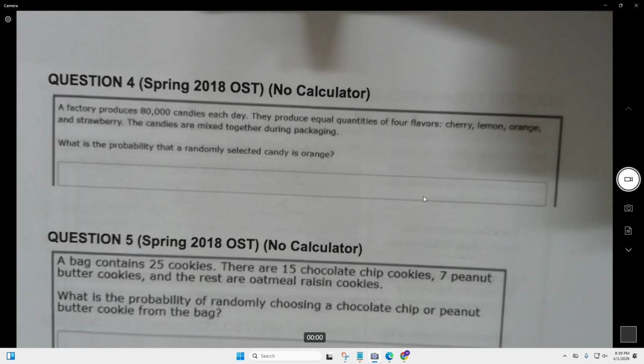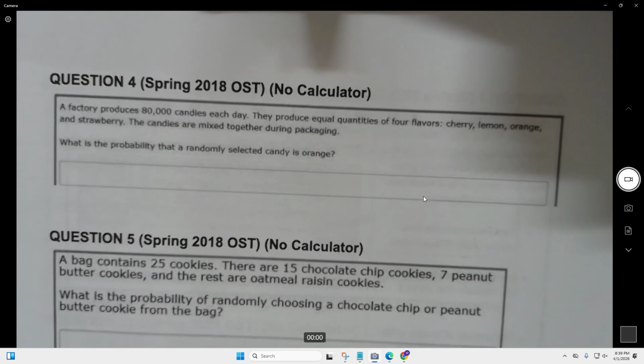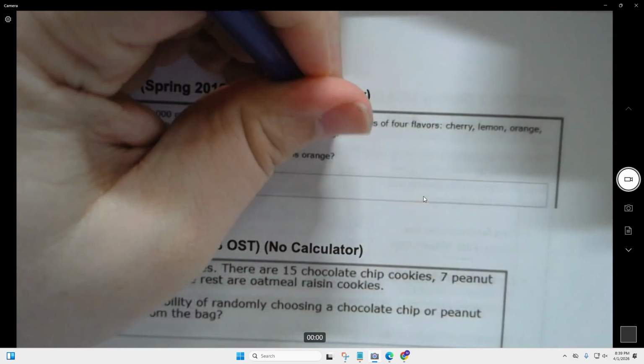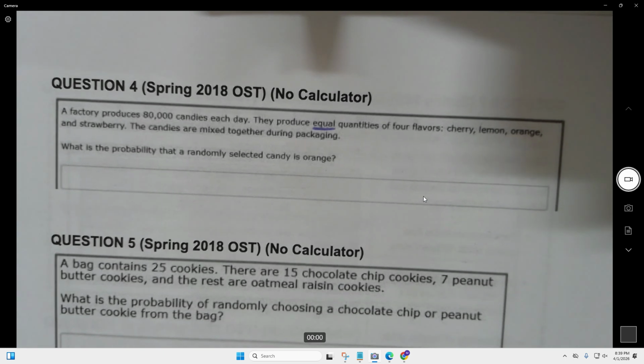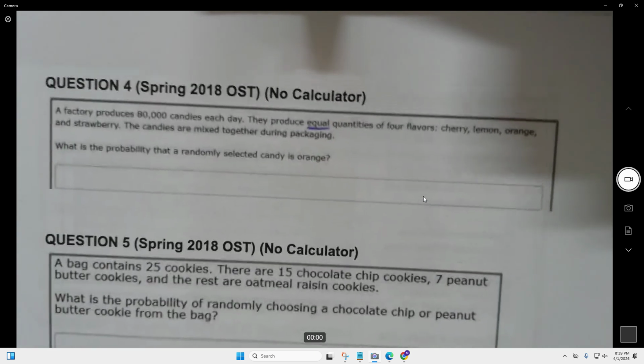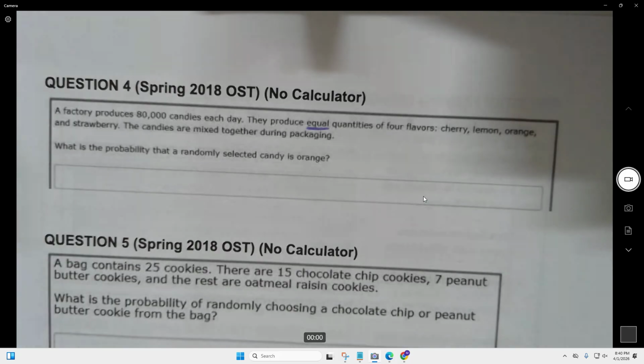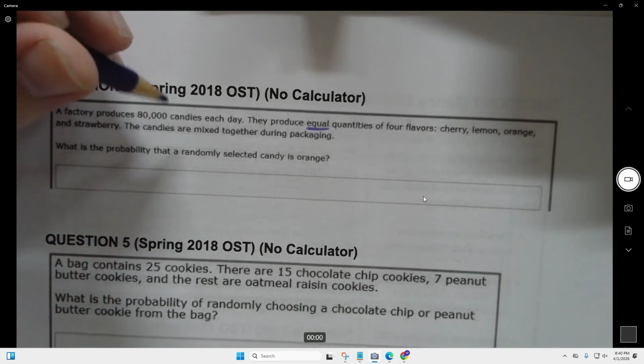Question 4. A factory produces 80,000 candles every day. They produce equal quantities of 4 flavors. Again, equal. Big word. Cherry, lemon, orange, and strawberry. The candles are mixed together during packaging. What is the probability that a randomly selected candy is orange? I said candles. I was wondering why there were flavors of candles.